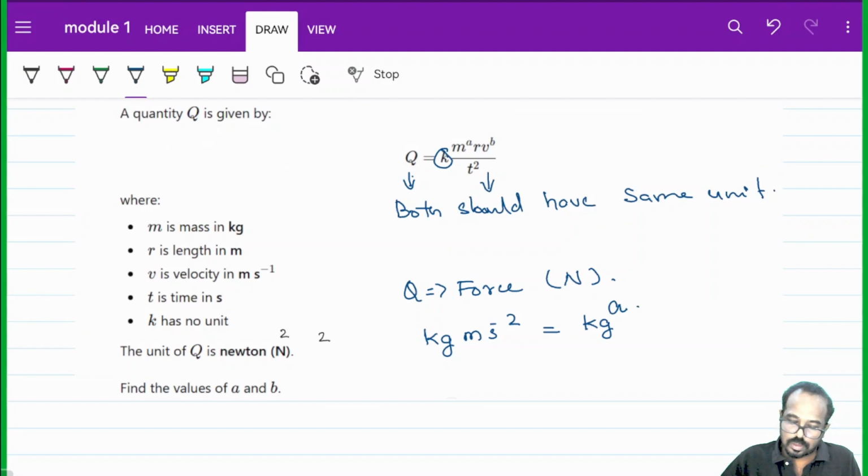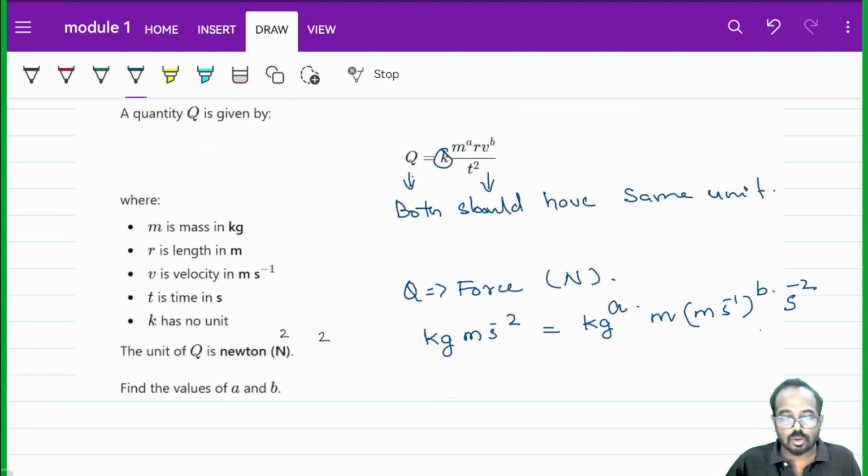Which one is next? R. R is the length, right? So length is measured in meter. And V is velocity, so meter per second, that you know. And it has a power B given, divided by T square. T square means time, so second to the power minus 2, right? Divided by second square. When you bring it to the numerator, it will change the sign. So second to the power minus 2.